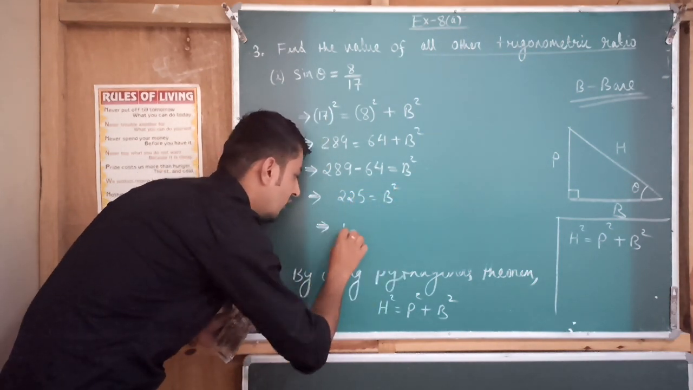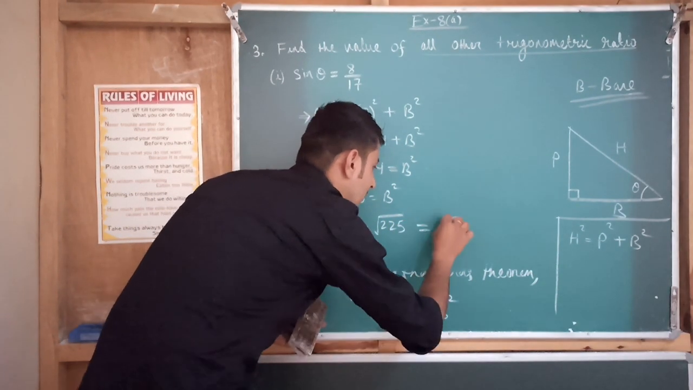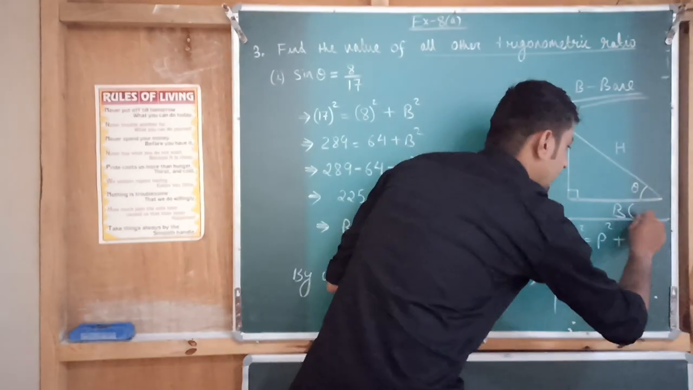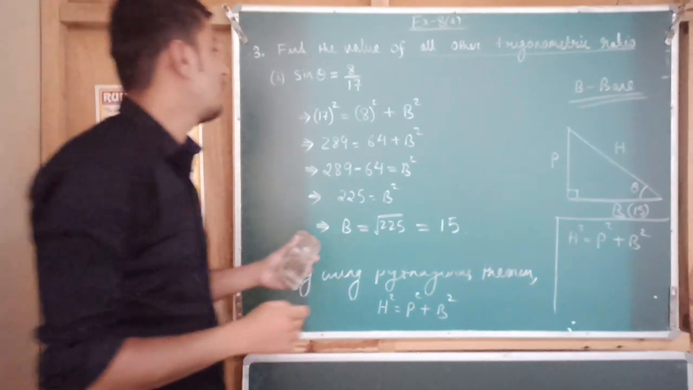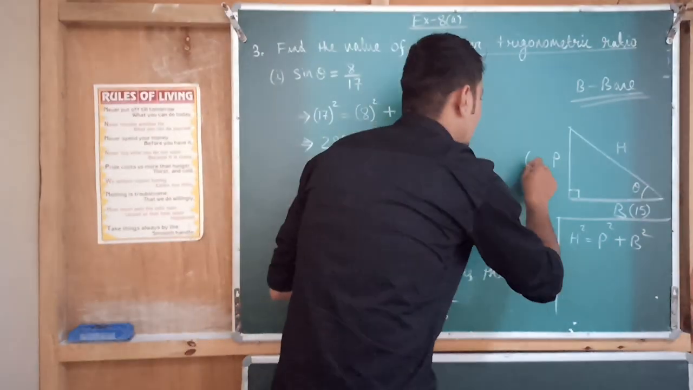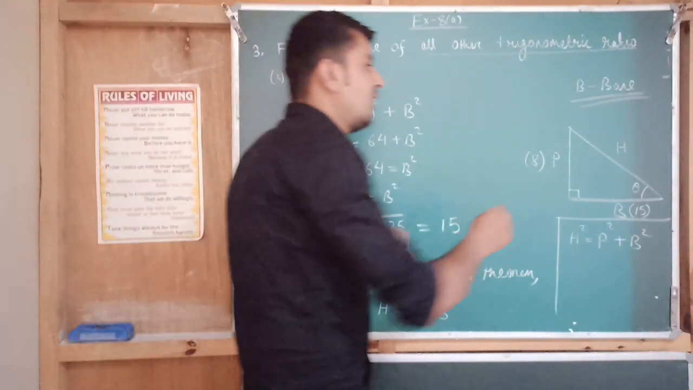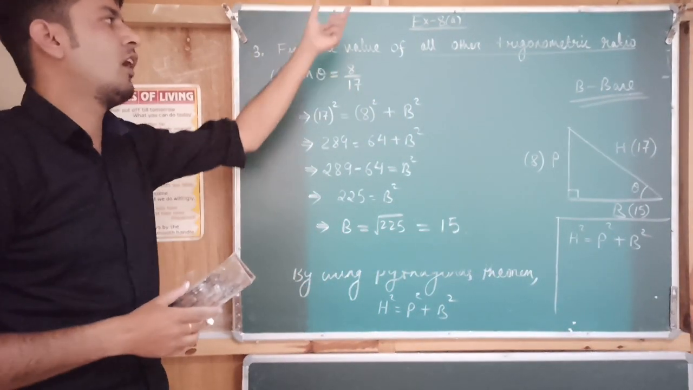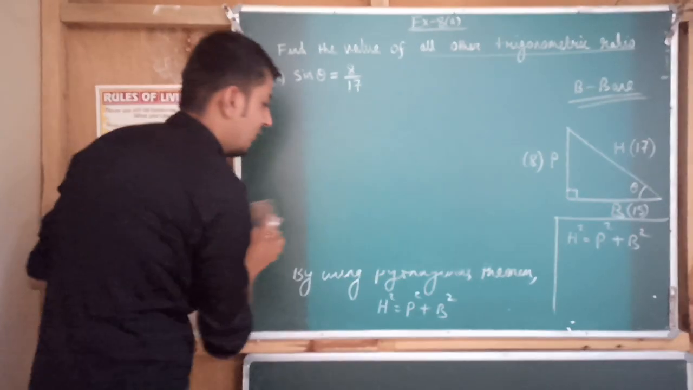So b is equal to the square root of 225, which is equal to 15. That means you got your base as 15. Let me note it down: your base is 15, your perpendicular is 8, and your hypotenuse is 17. Now we will write down the other 5 trigonometric ratios.